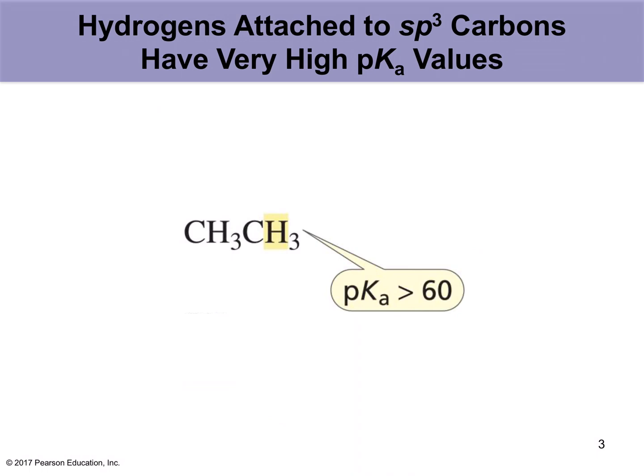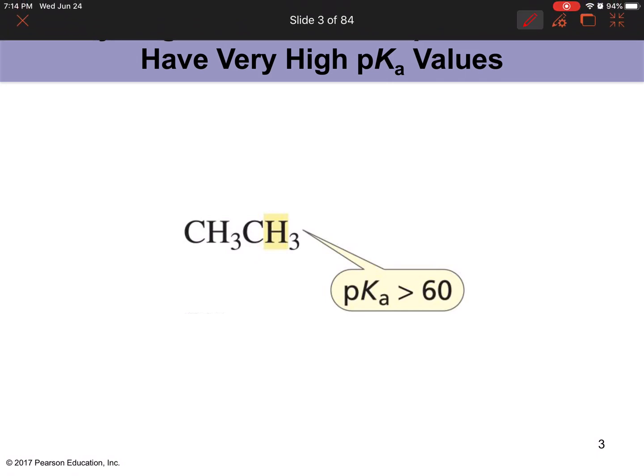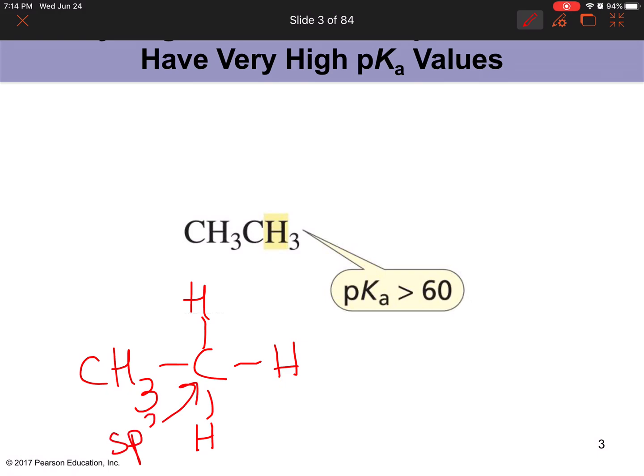Now let's see why a base is able to remove that hydrogen. Hydrogens attached to an sp3 carbon. So this is an sp3 carbon. Remember, sp3 carbons are when a carbon has 4 electron groups attached to it. For example, this is a tetrahedral carbon. This is hydrogen, hydrogen, hydrogen, and then you have a methyl group over here. So the hybridization of that carbon is sp3. And if you consider the acidity of the hydrogen attached to an sp3 carbon, the pKa is greater than 60.